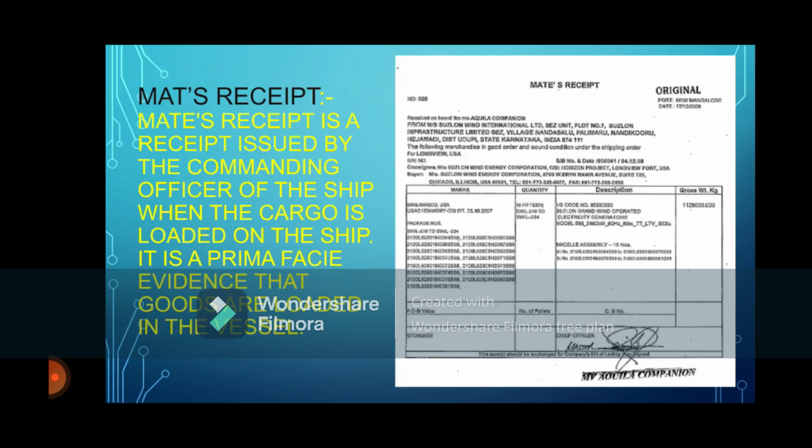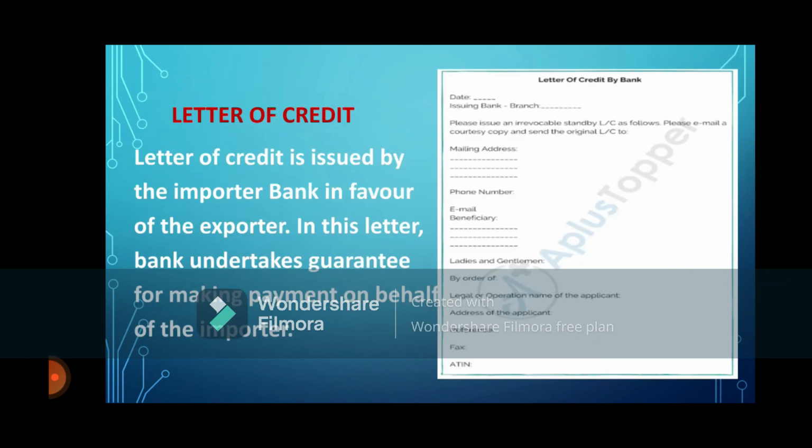Another important document is the mate's receipt. Mate's receipt is a receipt issued by the commanding officer of the ship when the cargo is loaded on the ship. It is prima facie evidence, meaning primary evidence, that the goods are loaded in the vessel. Next important document is the letter of credit. It is a letter of guarantee also. Letter of credit is issued by the importer's bank in favor of the exporter. In this letter, the bank undertakes a guarantee for making payment on behalf of the importer.